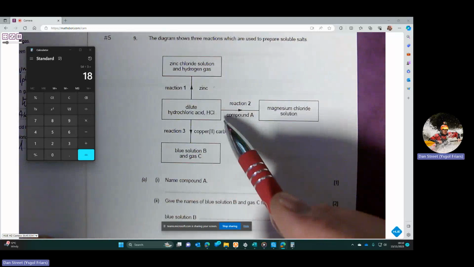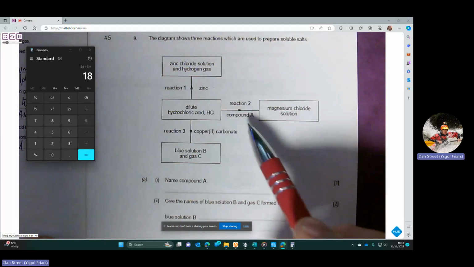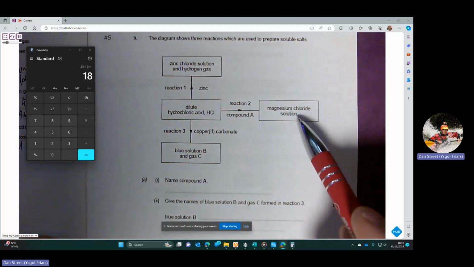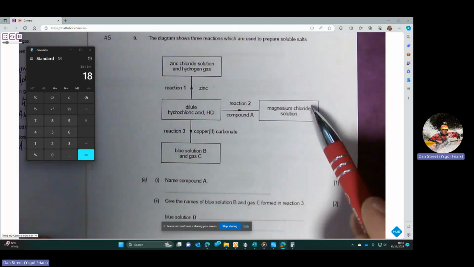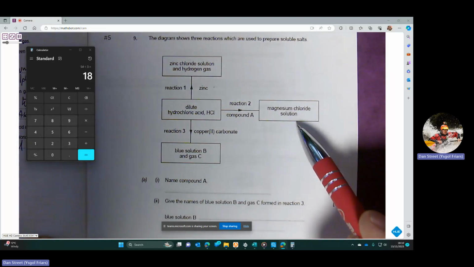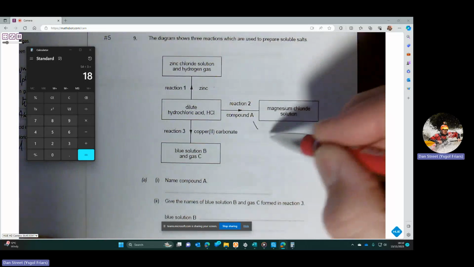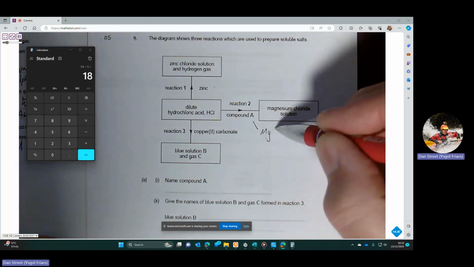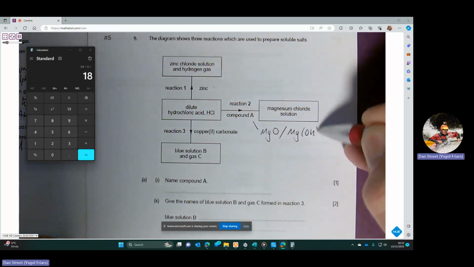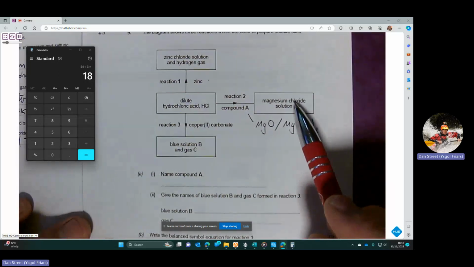In reaction 2, things get a little more difficult. You're told that it reacts with compound A, okay? But the only products you're told about are magnesium chloride solution, which does suggest that this is magnesium chloride plus water, because the water wouldn't change the nature of the solution. So that tells us that compound A is either magnesium oxide or magnesium hydroxide, okay, because we're getting a solution, all right, no gas is being produced.